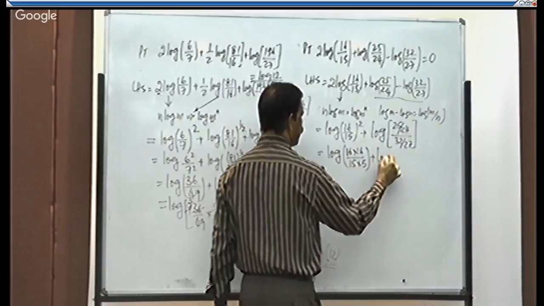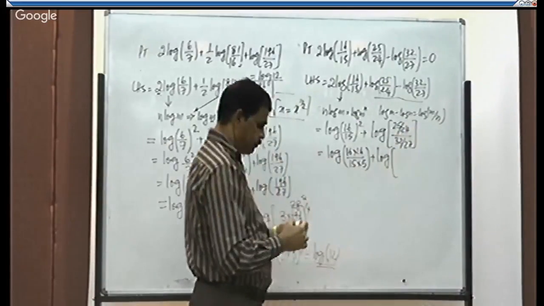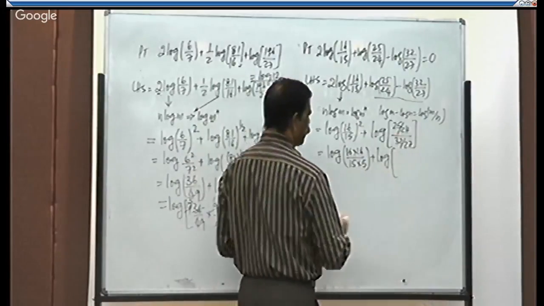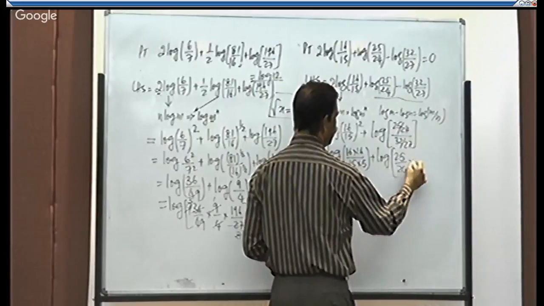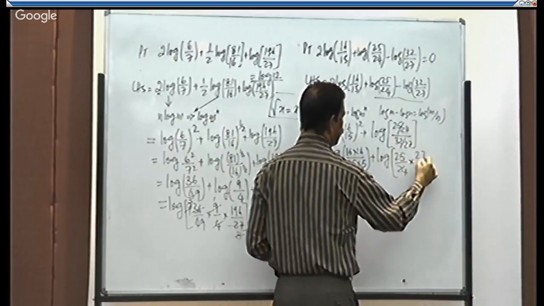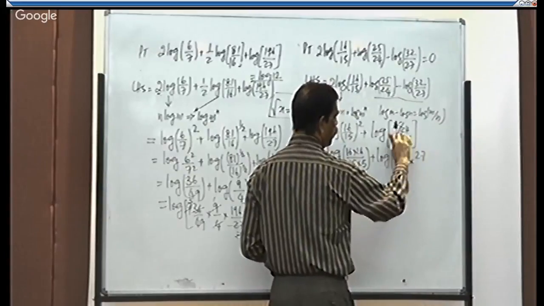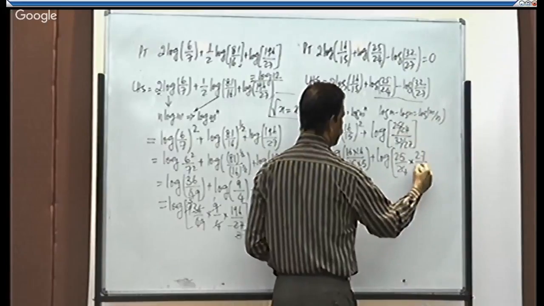Plus log of the quotient form is taken to the product. So that is equal to what? 25 by 24 into the quotient is made into product. It becomes what? The denominator, they will become reverse, right? 27 goes to numerator divided by 32.